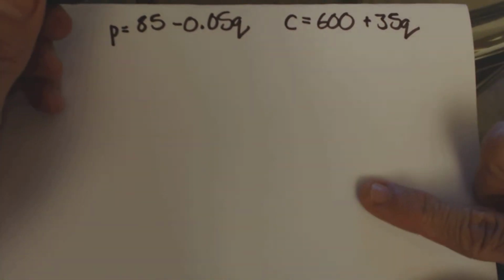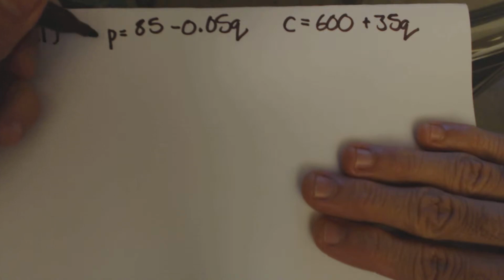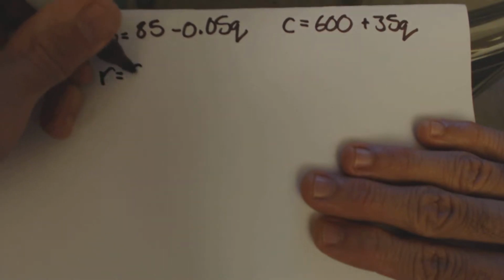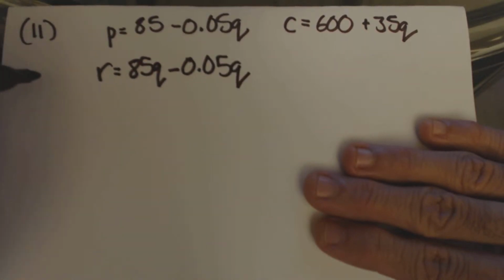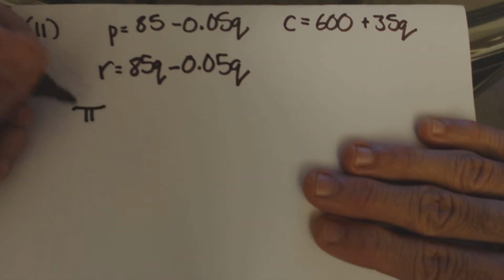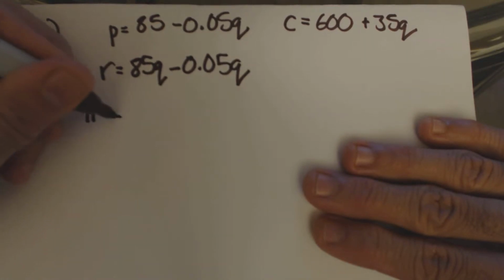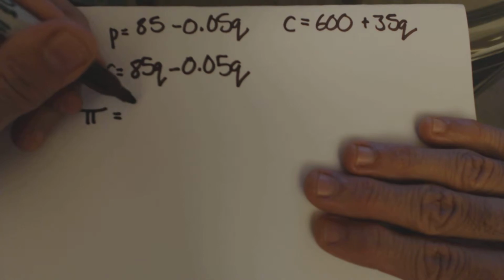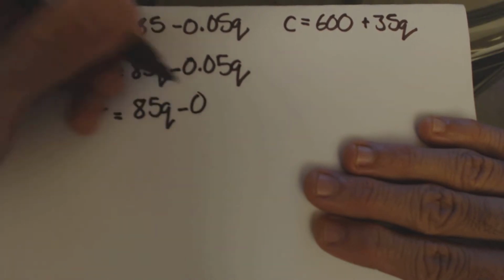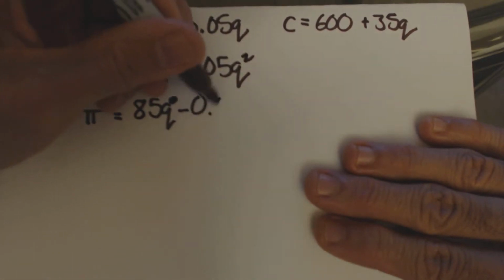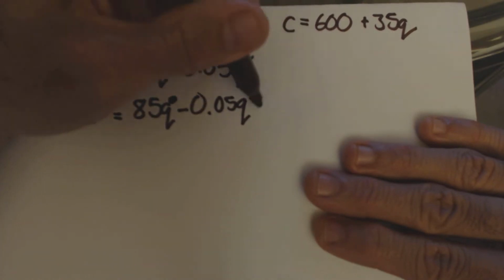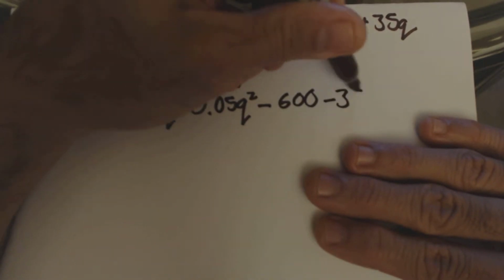Alright, so profit is the difference between revenue and costs. So first we have a revenue function, which is the demand function times Q. So revenue is going to equal 85Q minus 0.05Q squared. And profit, usually denoted by pi in economics, is going to equal the difference between revenue and cost. So it's going to be 85Q minus 0.05Q squared minus 600 minus 35Q.